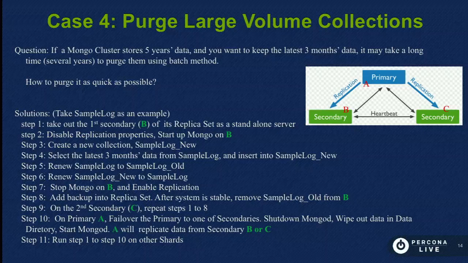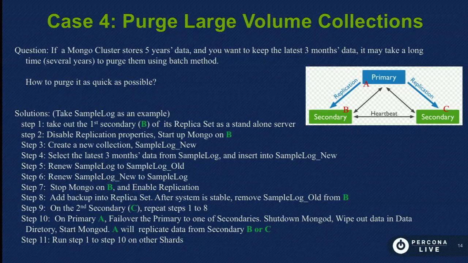It will synchronize the oplog from the primary. But this member has 3-month data, and the primary has 5 years of data. So we can do the same thing for secondary C, and then do the failover to run the same thing. This is one way to do it.